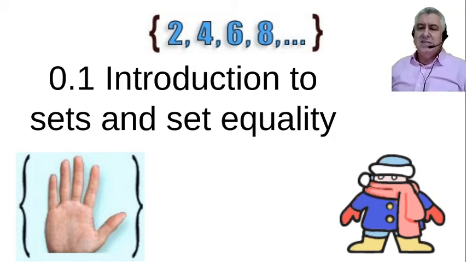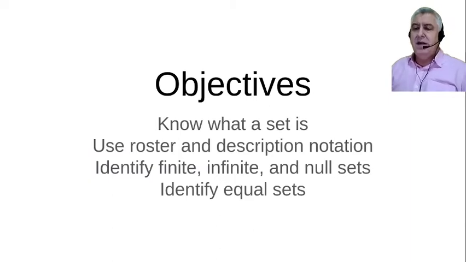So our first lesson today is introduction to sets, and we're going to talk about set equality. We've got a total of 4 lessons. Our objectives are, number one, we're going to know what a set is. By the end of this, we're going to use roster and description notation, so we'll talk about that in a minute. We're going to identify finite, infinite, and null sets, and we're going to identify equal sets. So we've got quite a bit to do. Let's go ahead and get started.